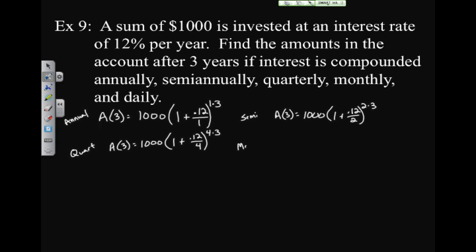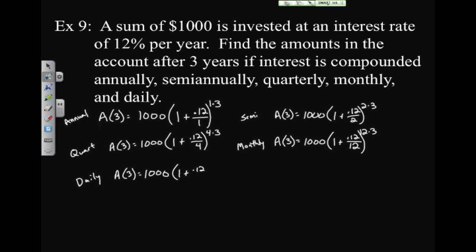Then if we look at monthly, A of 3 equals 1,000 times 1 plus 0.12 over 12. Monthly is 12 times per year, and then we put in a 12 for both of those N's. And then finally, daily, A of 3 equals 1,000 times 1 plus 0.12 over 365. There are 365 days in a year, so it's compounded that many times.